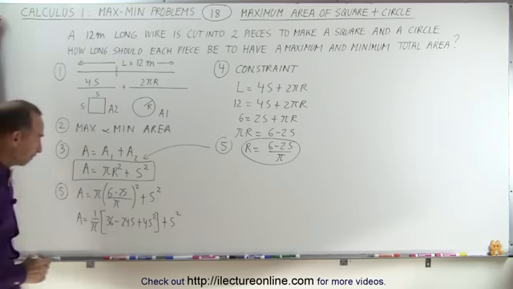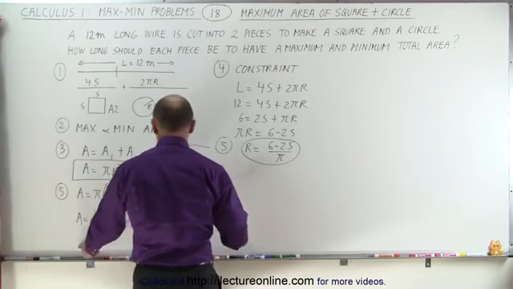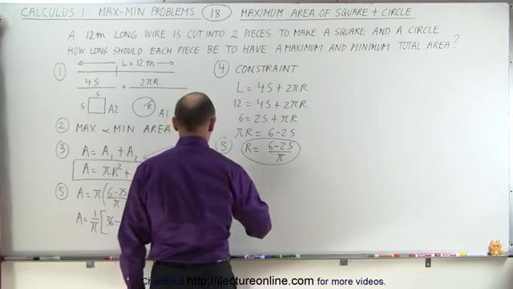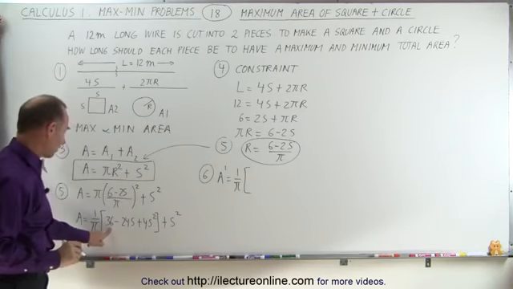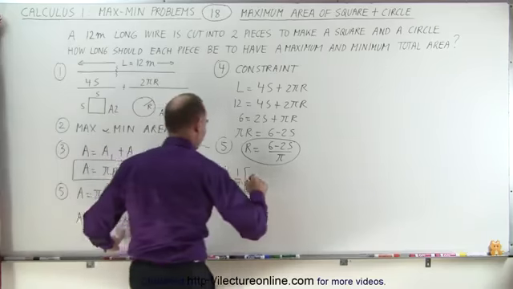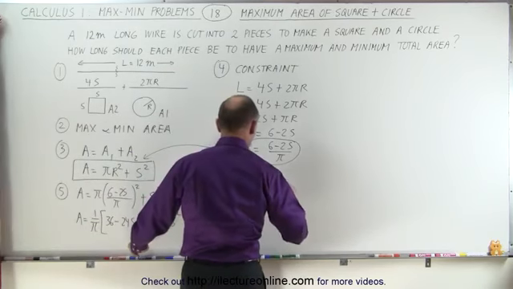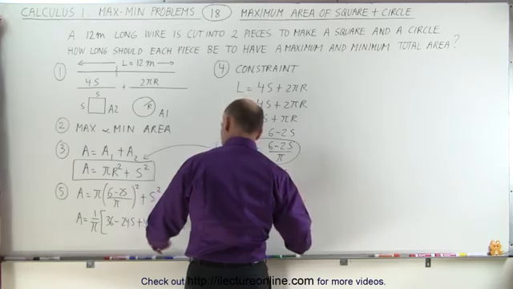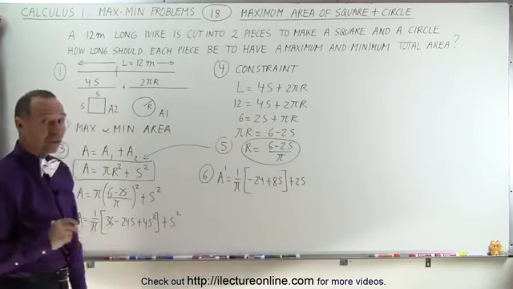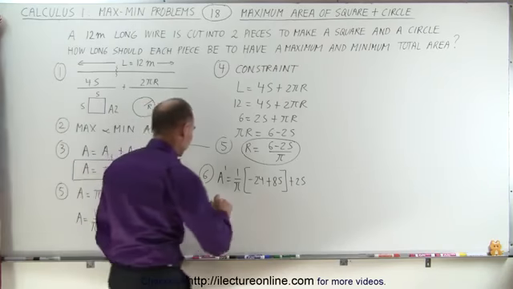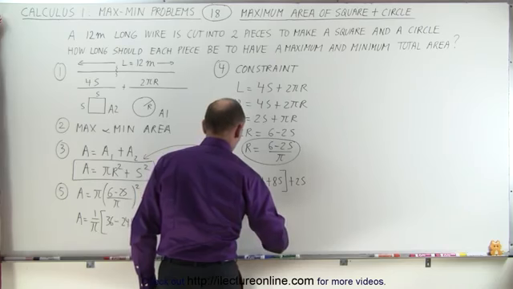So let's go ahead and do that. Next, on number 6, we're going to take the derivative. That means A prime is equal to 1 over pi times, the derivative of the constant is 0. We get minus 24. And here we get plus 8s. And then plus 2s. And we're going to set it equal to 0 and solve for s. So set A prime equal to 0.